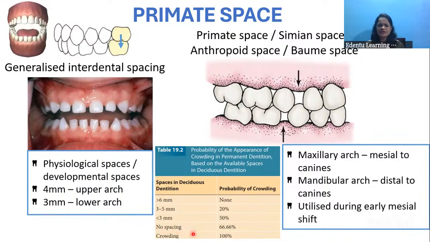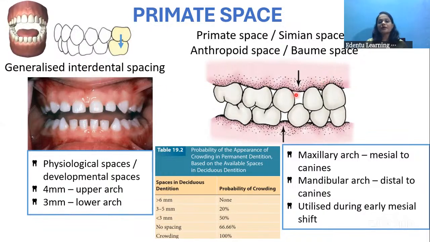If there is no spacing, then there is maybe a 67% chance of crowding in the permanent dentition. If the space in the deciduous dentition is less than 3 mm, there is a 50-50 chance of crowding in the permanent dentition. If it is between 3 to 5 mm, then about 20%. And if more than 6 mm of space is seen, there will be no crowding, and the permanent dentition will be completely all right. That is generalized interdental spacing in the primary dentition.